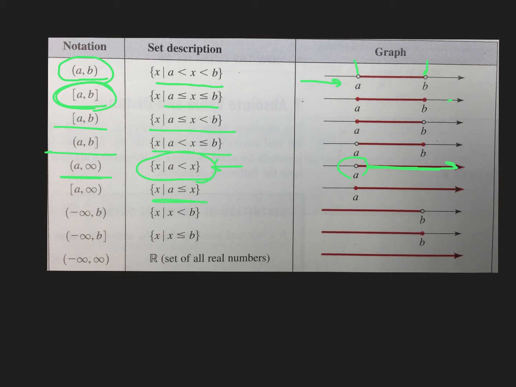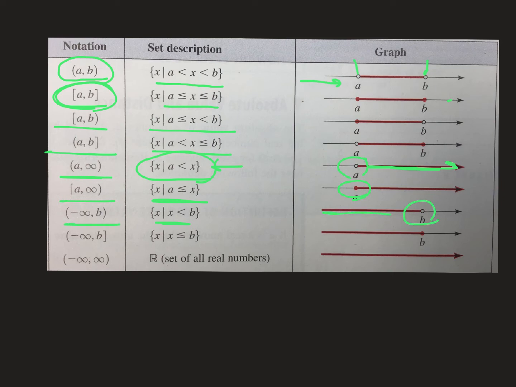A is less than or equal to X, or X is greater than or equal to A. So we're going to shade in the circle and shade greater than, with a bracket because there's an equal to. X is less than b: empty circle at b, shade to the left, that's where the less than is, and we go to negative infinity.